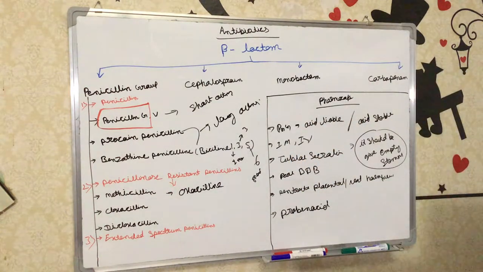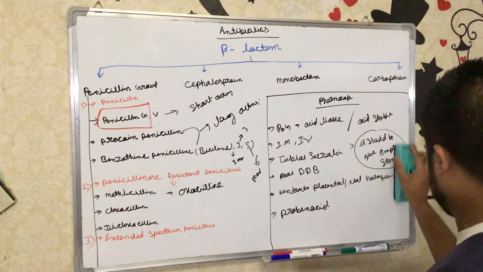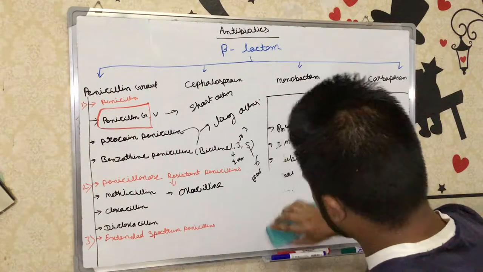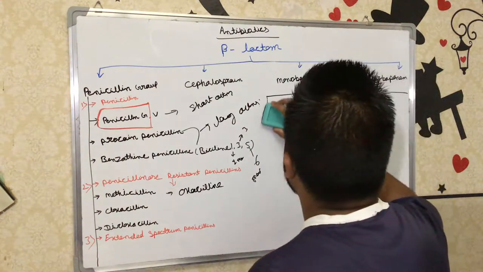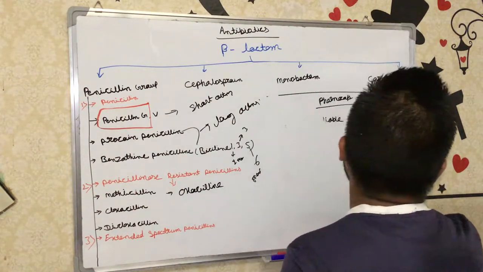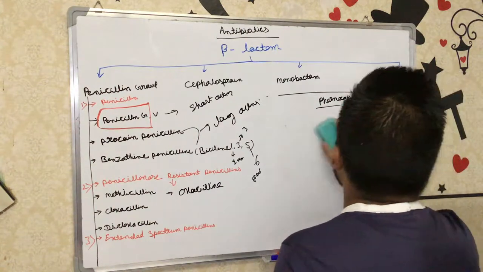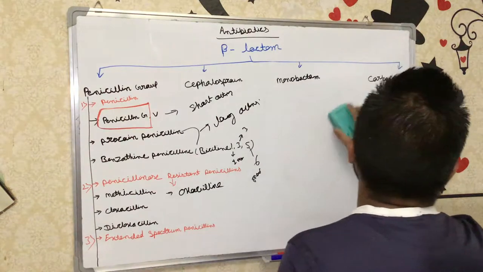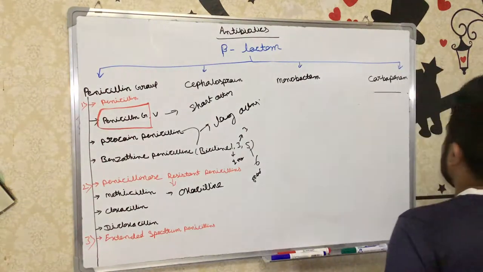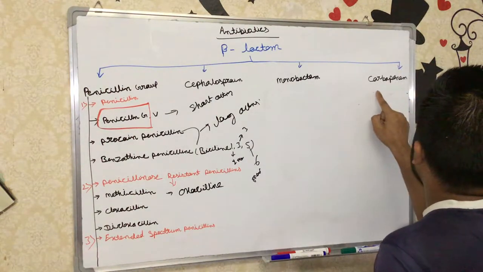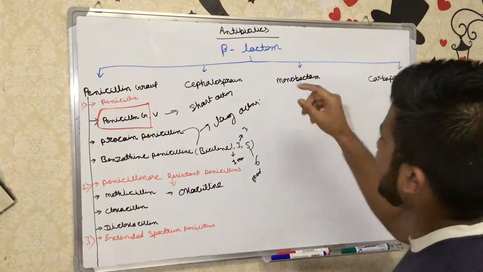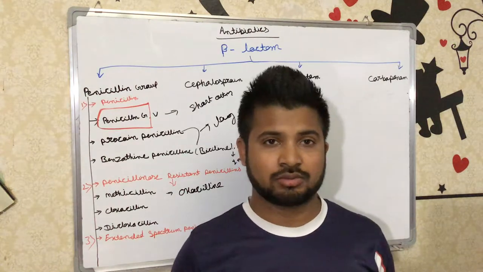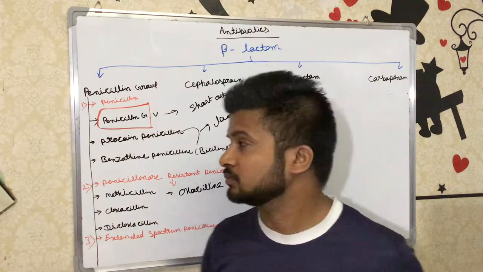Okay, now the very important thing is the mechanism of action, how it can kill the bacteria. As I said, the action of antibiotics is of two types, bactericidal and bacteriostatic. All beta-lactam antibiotics have bactericidal action, meaning they kill the bacteria.